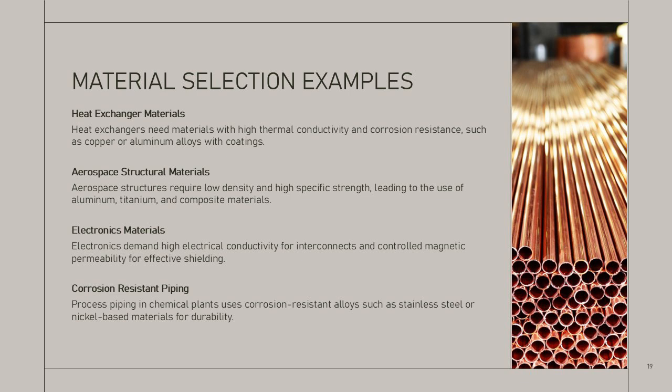Applications illustrate property trade-offs. Heat exchangers require high thermal conductivity and corrosion resistance, favoring copper or aluminum alloys with protective coatings. Aerospace structures prioritize low density and high specific strength, leading to aluminum, titanium, and composites. Electronics demand high electrical conductivity for interconnects and controlled magnetic permeability for shielding. Process piping in chemical plants requires corrosion-resistant alloys such as stainless steel or nickel-based materials. These examples show how multiple properties must be balanced for optimal performance.